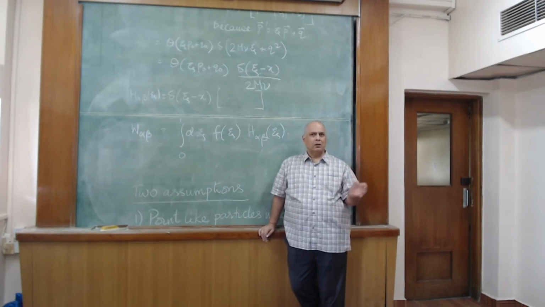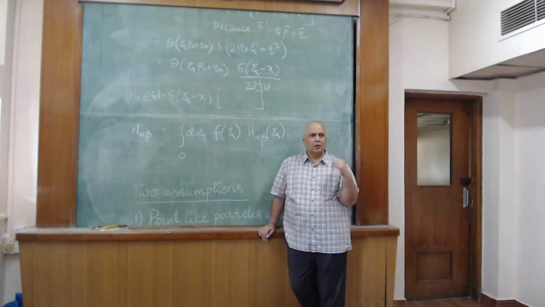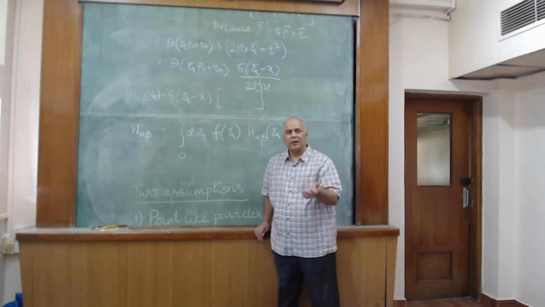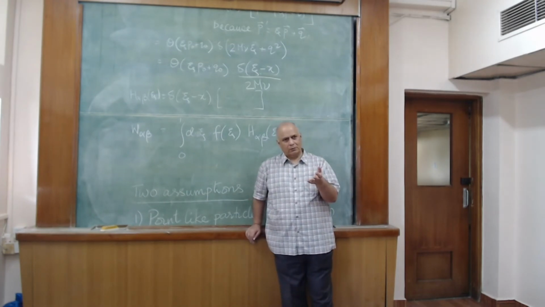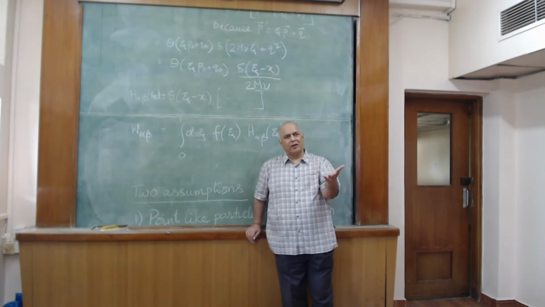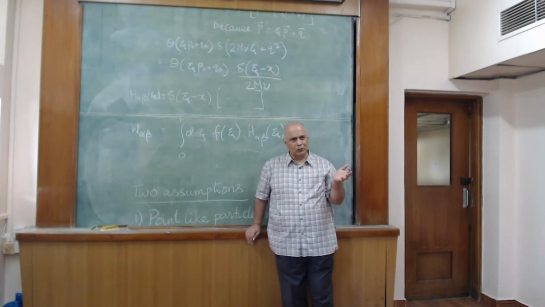Parton number 1 carries momentum fraction 0.2. Probability of that happening, let's say, is 0.1. Parton number 2 carries momentum fraction 0.05. Probability of that happening, let's say, is 0.2.